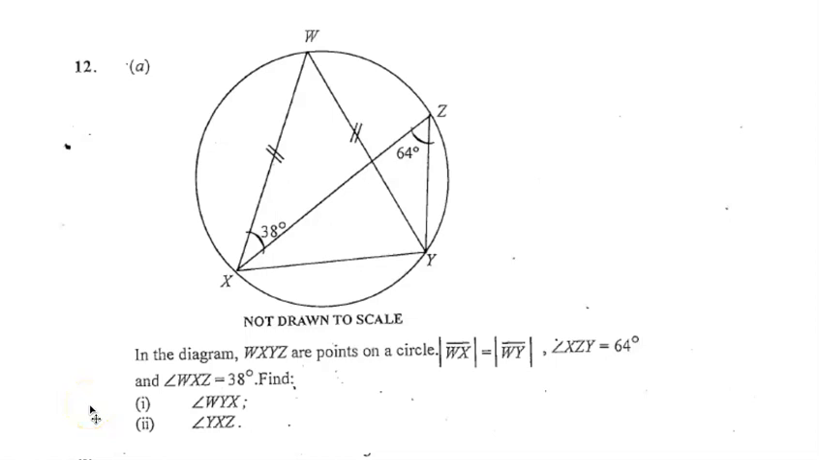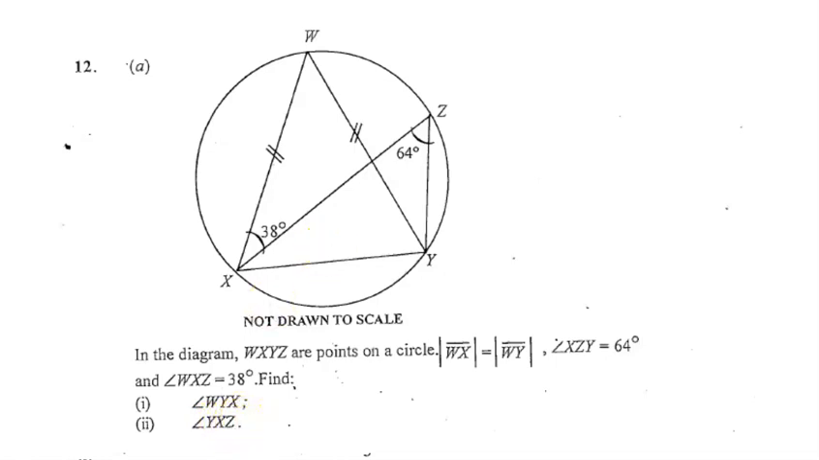In this video, I'm solving question 12 of WASSCE 2022 note deck. So let's start. We have a diagram as per the first part. So we have to find angle WYX and then angle YXZ.